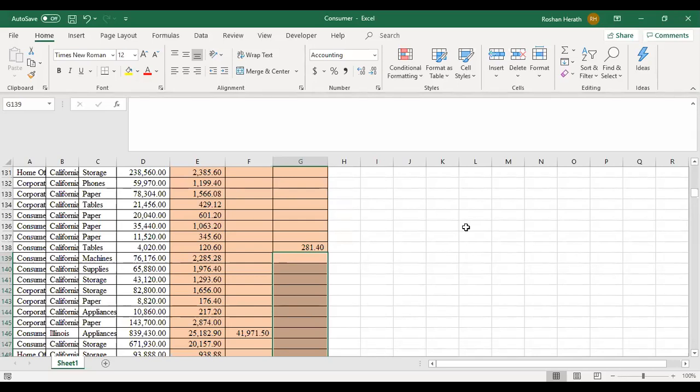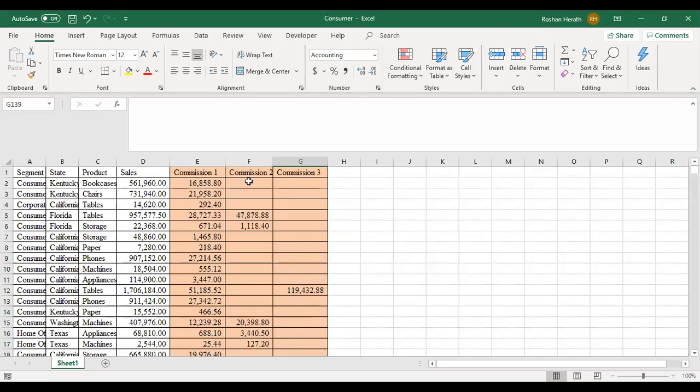Now, for example, Roshan, in this second commission calculation, can you go to that formula? Yes, sir. Yeah, this one. Actually, now, this is perfectly correct, right? Now, if you want, you can do this without using the IF function.